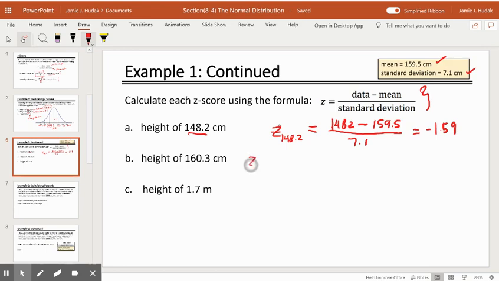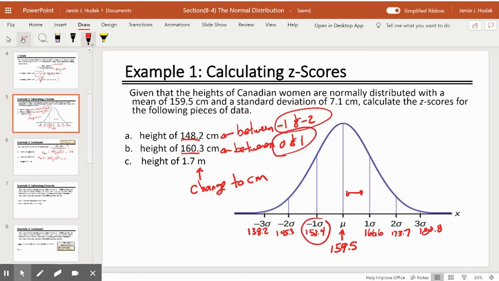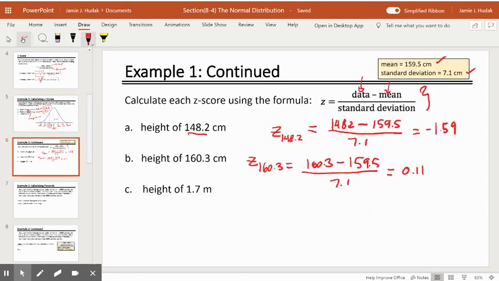For part B, we want to find the z-score of 160.3. So we put the data point in the numerator, 160.3. We subtract the mean, 159.5, and we put it over the standard deviation. And when we plug this into our calculator, we will get 0.11. Again, we said we expected it to be between 0 and 1, and 0.11 is between 0 and 1.